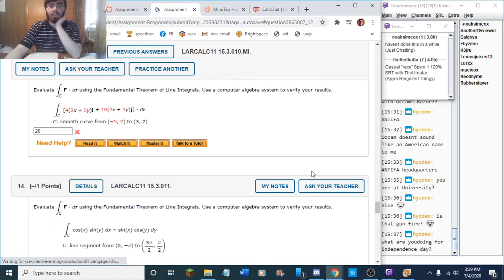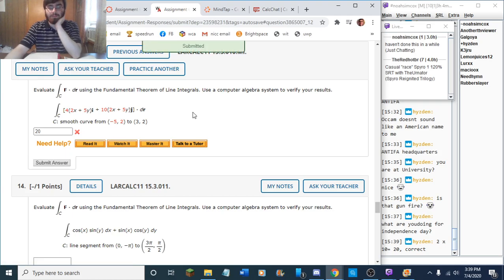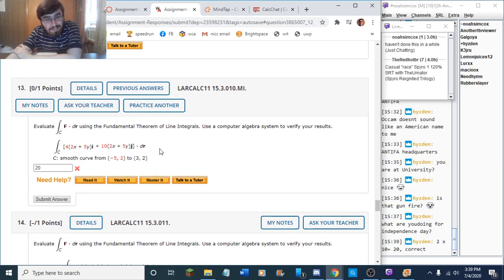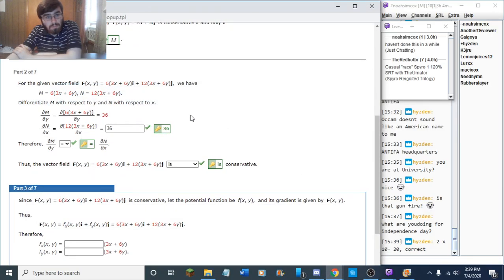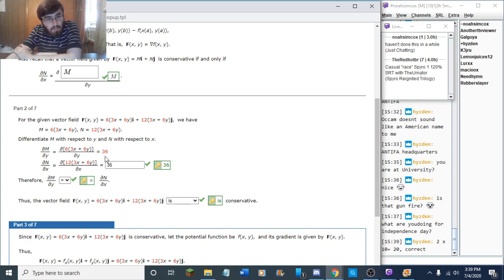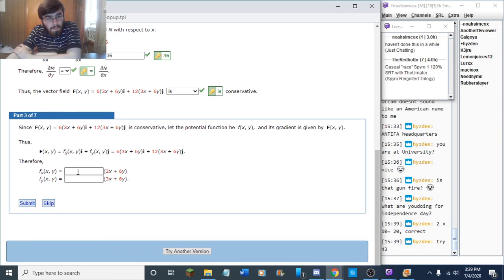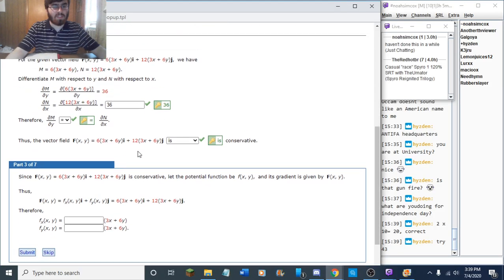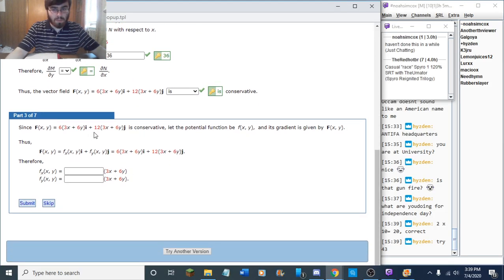And yes, I did use the fundamental theorem of integrals for that question. Dang, I did it wrong. Oh my gosh, how did I do it wrong? Because look, with respect to y, 6 times 6 is 36. And then, oh, I think I skipped a couple of steps by accident. You're supposed to plug it into an equation or something. Wait, you're just testing to see if it's conservative first. Whoops. Never mind.